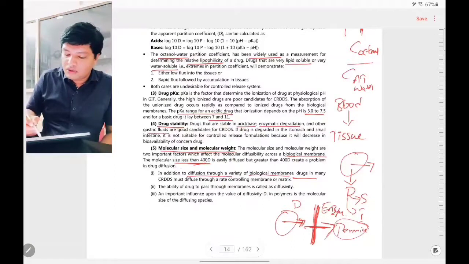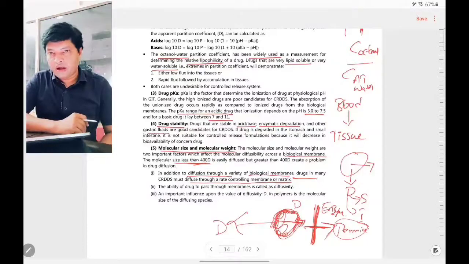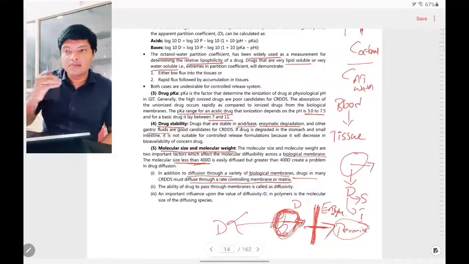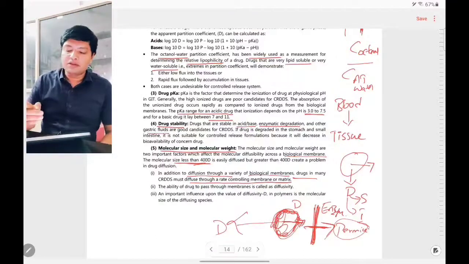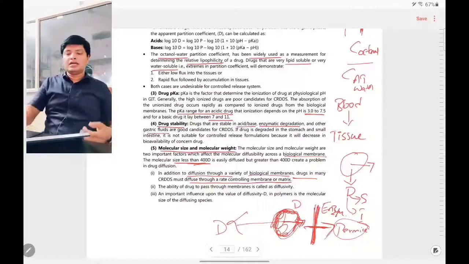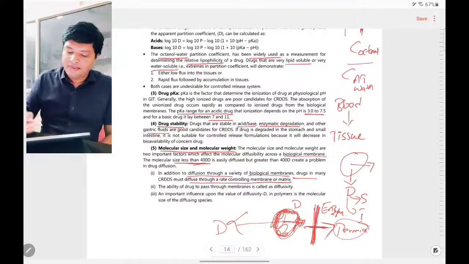In addition, we have diffusion through various biological membranes. The drug is going to diffuse through a rate controlling membrane. As I said, there will be a dosage form where I have a rate control membrane, and from this rate control membrane the drug has to diffuse and come out. If the drug size is large, it can't pass through the rate control membrane and the drug never comes out of the dosage form. Then it is a failure of the dosage form, and I never want that to happen.